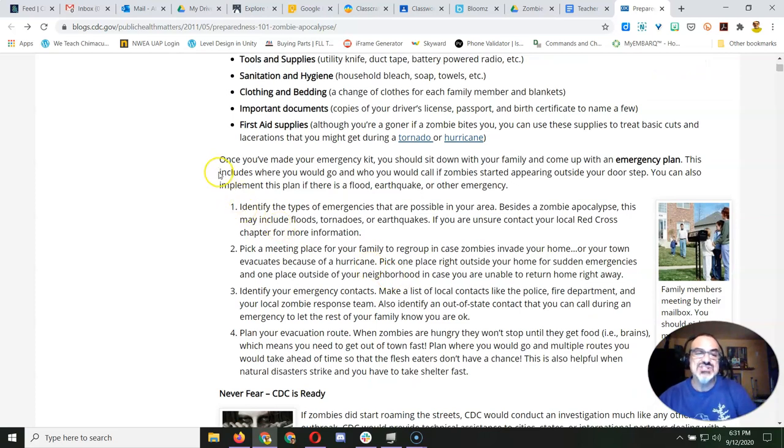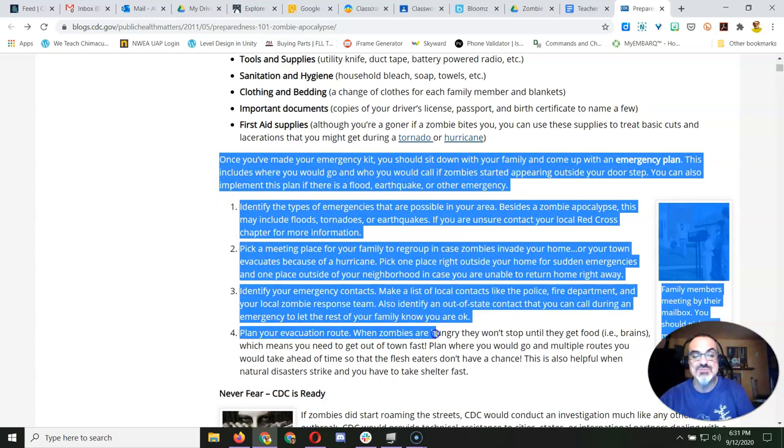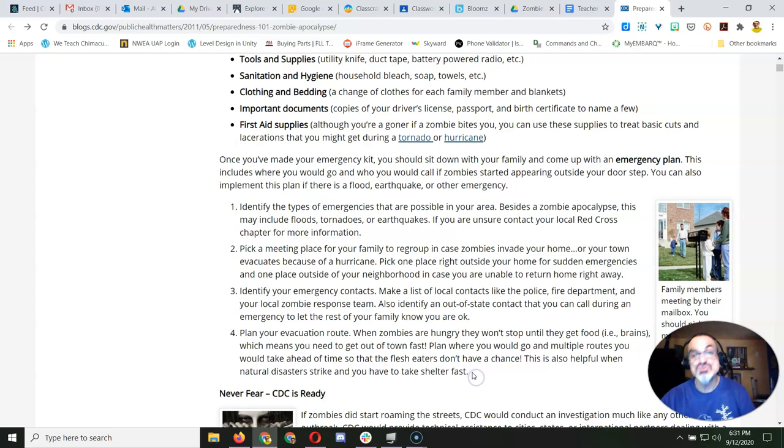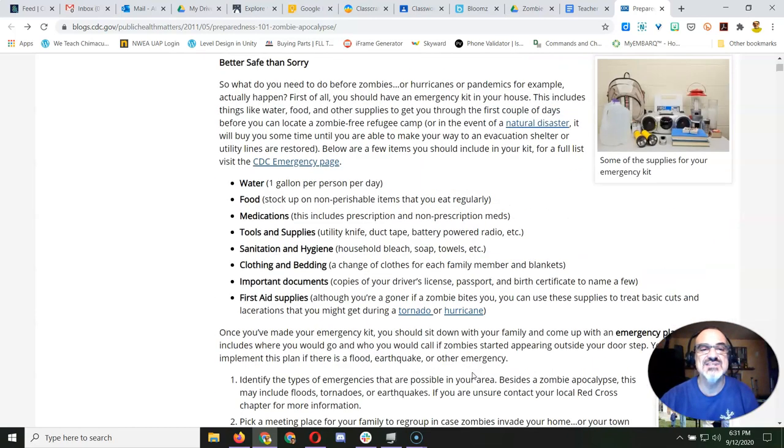Then they've got a section here on having an emergency plan. So you could write how to plan for an emergency in your blog post too, not just a list of necessary supplies.